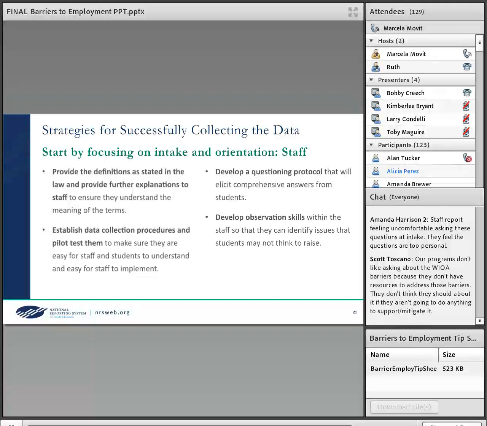Thanks. Also, a lot of you mentioned that there were some issues with staff not being sure what these things mean, maybe not understanding the purpose of them. So some strategies that might help are providing the definition as stated in the law so that it really drills in that they need to be doing these things, providing a further explanation so that they understand the terms and what these questions are that they're asking, establishing data collection procedures, and pilot testing them to make sure that they're easy for staff and students to understand and easy for staff to implement.